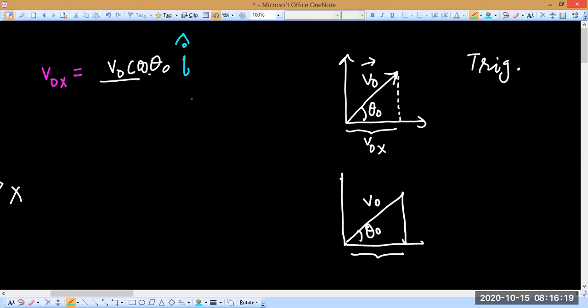I hope that is clear. Okay, because this thing on the left side is not a vector.